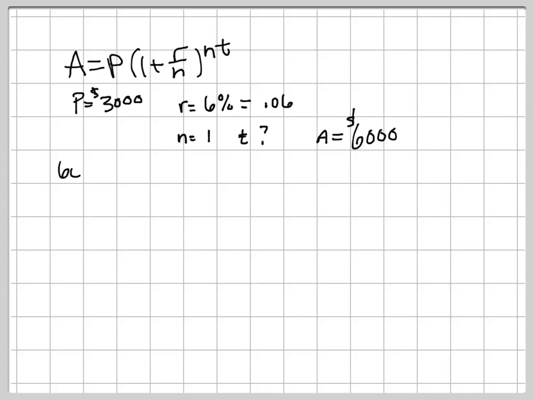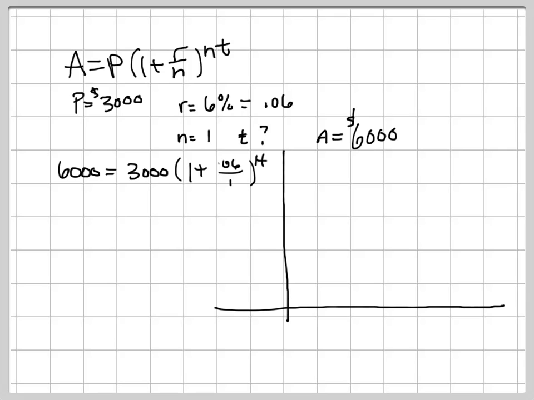We would plug it in like this: 6,000 equals 3,000 times (1 plus r over n) raised to the n t. Let me put those values in: 1 plus 0.06 over 1, raised to the 1 times t. In this case, I could simplify and work it out, but I want to graph this and solve it graphically. This would be an easy question to do by hand or using a calculator.